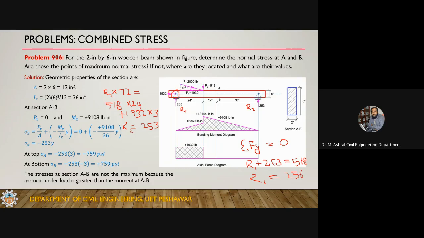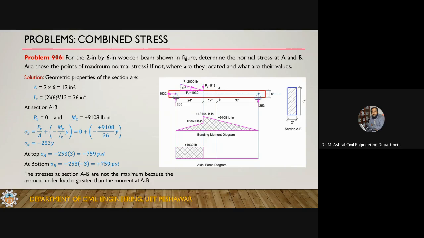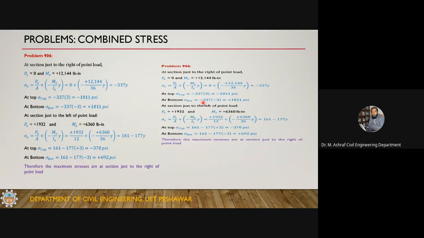Okay, so in this way I got all the reactions. I have a horizontal reaction here, a vertical reaction here and a vertical reaction here. Now let's calculate bending moment.